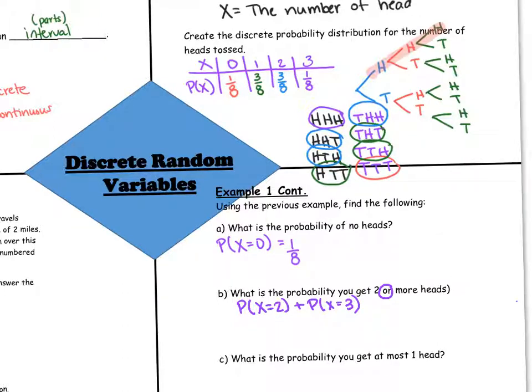What's a quicker, more efficient way to write this? What's a more efficient way to write 2 or more? The probability that X is what? Use a symbol. Greater than or equal to. Good. Why greater than or equal to? Because it can be 2. That means it can be 2 or it can be 3. In this case, greater than or equal to means 2 or 3, right? That's equal to 3/8.